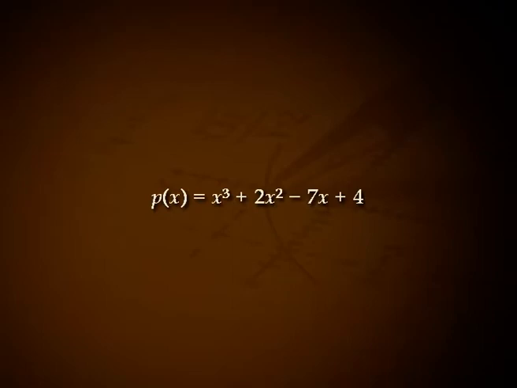For instance, the polynomial p of x equals x cubed plus 2x squared minus 7x plus 4 has 1 and minus 4 as roots and can be written as p of x equals (x plus 4) into (x minus 1) whole squared. This means that 1 is a root of multiplicity 2 and minus 4 is a simple root of multiplicity 1. Multiplicity can be thought of as how many times the solution appears in the original equation.